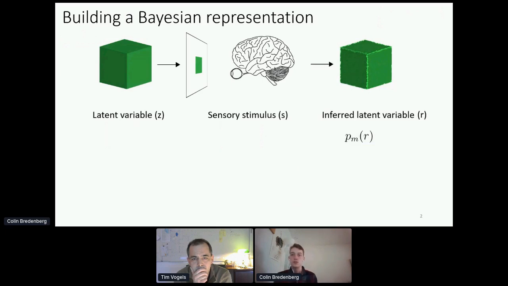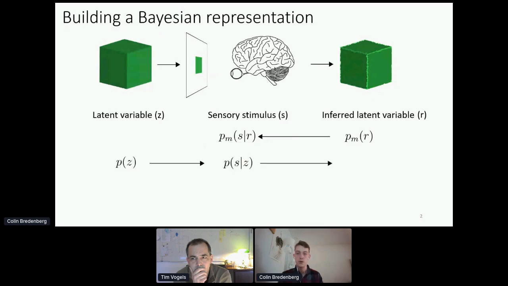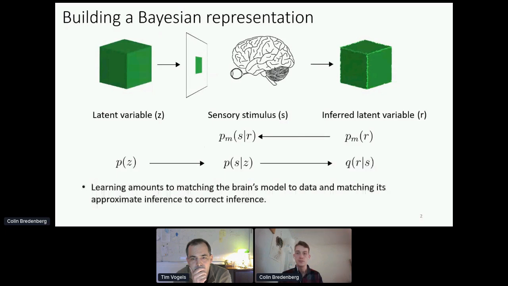So to fix this situation, we'll revise our original diagram by assuming the brain builds its own model of hidden variables in the environment called PM of R. And it maps these hidden variables to stimuli that it receives through PM of S given R. Then, when the network receives a stimulus, it performs inference with respect to its own model, not the true model of the stimuli. And we're denoting the inference distribution by Q of R given S to make clear that the network is performing approximate inference, not explicit inference, because, again, explicitly performing Bayesian inference is in general intractable.